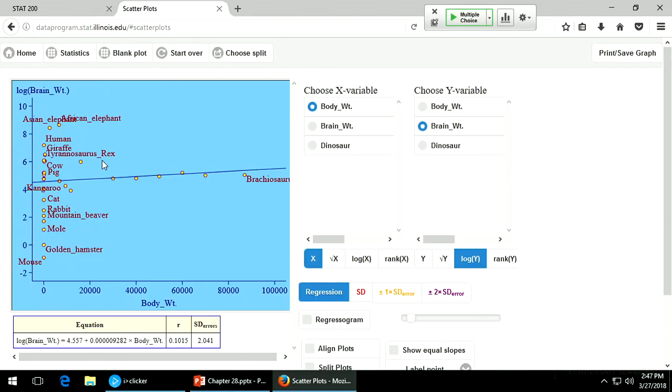Tyrannosaurus Rex. That was a smart, for dinosaurs, pretty smart. Diplodocus. So these are the dinosaurs out this way.